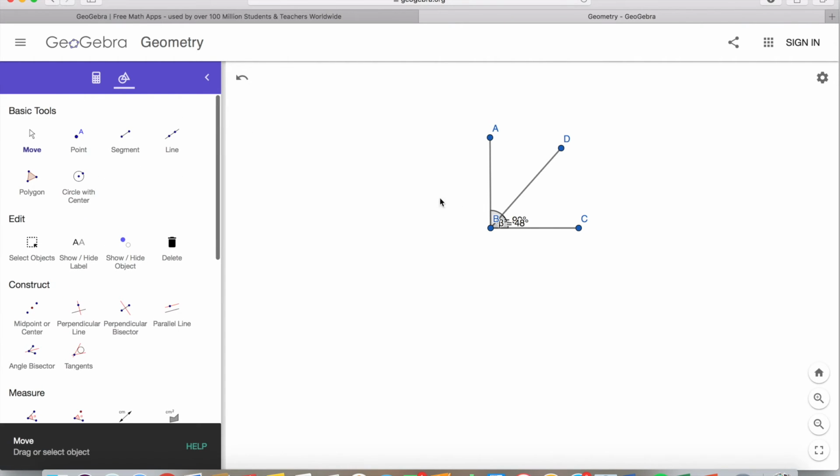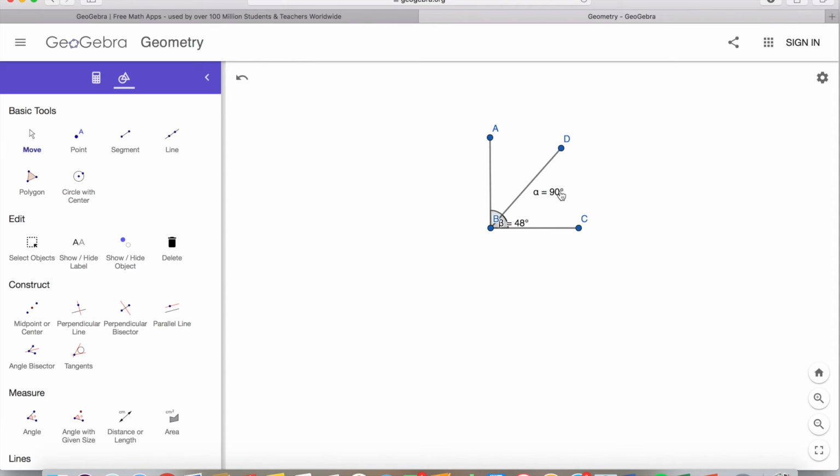Now we're going to move that. This is a 90-degree angle down here, and then this is a 45-degree angle, as you can see, from here to here. And then this A, B to C is a 90-degree angle. D, B to C is a 48-degree angle. So we know that this is an acute angle.